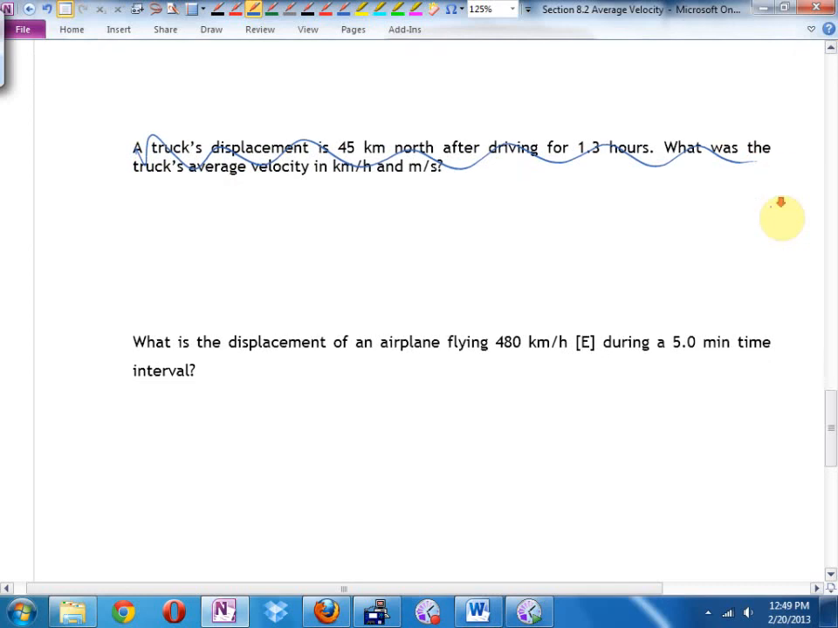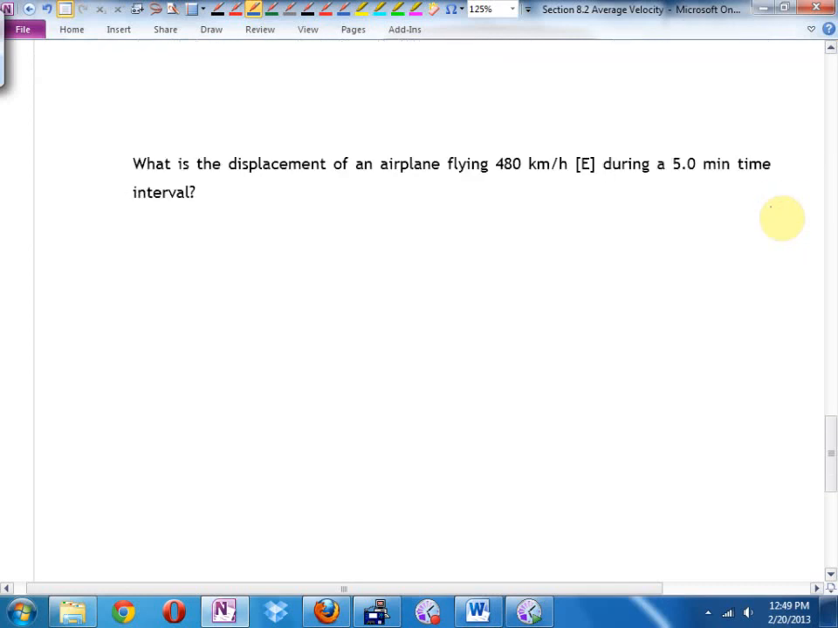Hey, we'll skip the truck. Let's do the airplane. There is a problem with this question. Can anybody see what the problem is? I've got no problem with kilometers. What? I have 2 different time units. The speed was given to me in kilometers per hour, but the time was given to me in minutes. I need to get these in the same time units.